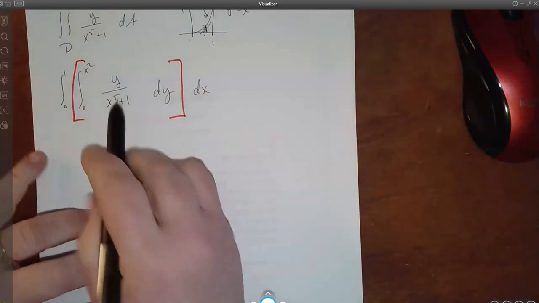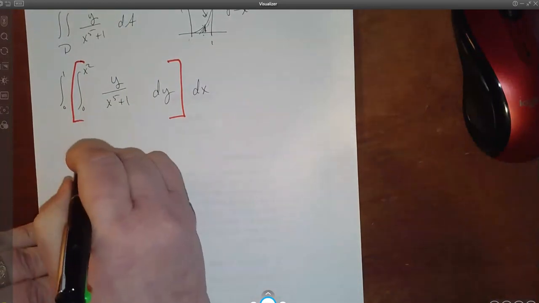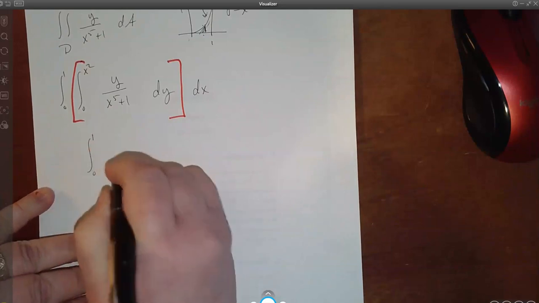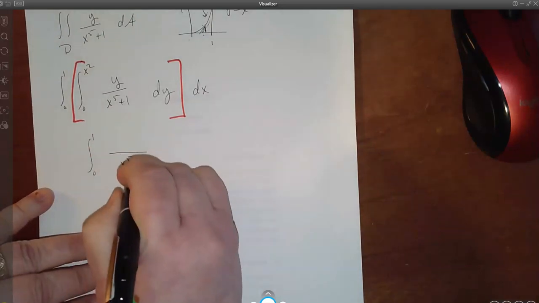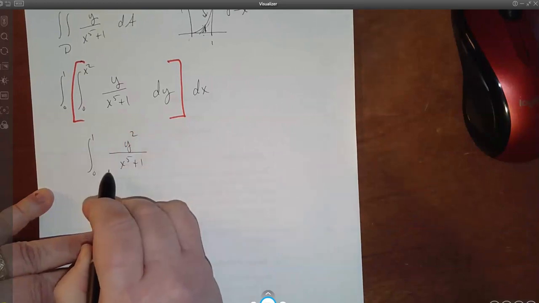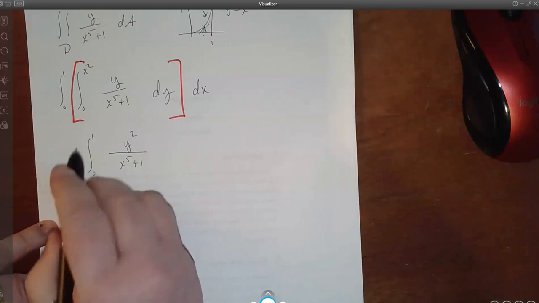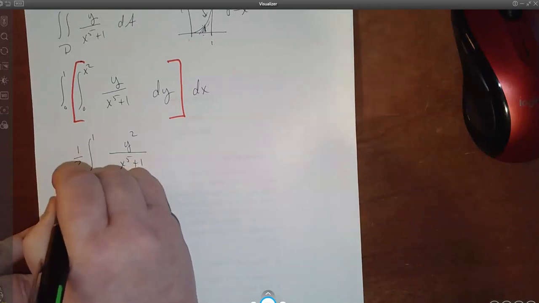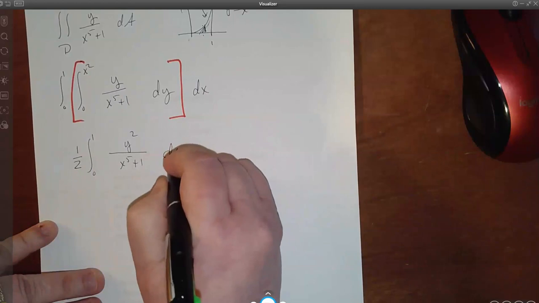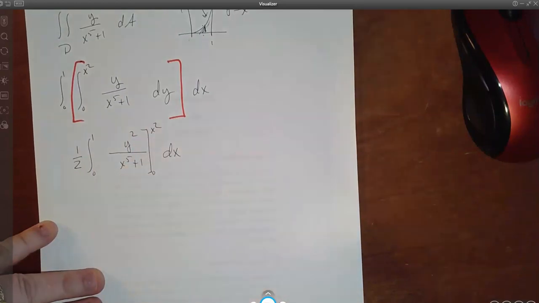Now, I just have a y. Integrating a y is easy. y squared over 2. So I have the integral from 0 to 1. I still have x to the 5th plus 1 on bottom. I will have y squared over 2. And rather than putting the 2 here, I'm going to go ahead and put it outside to get it out of my hair. And this has to go from 0 to x squared.